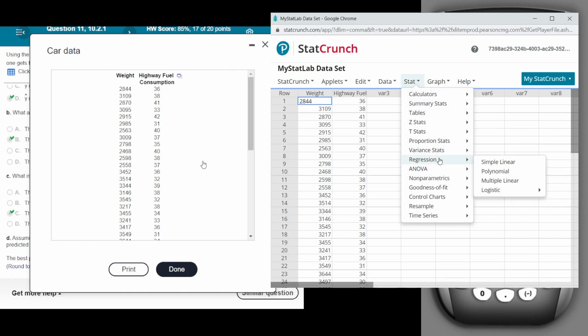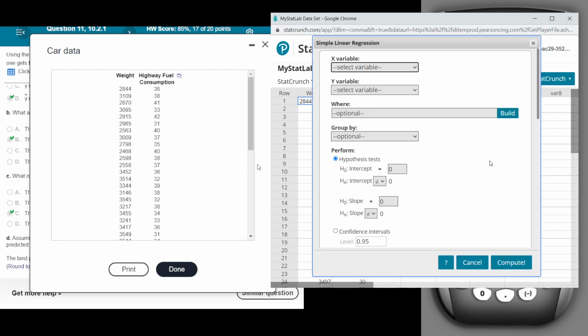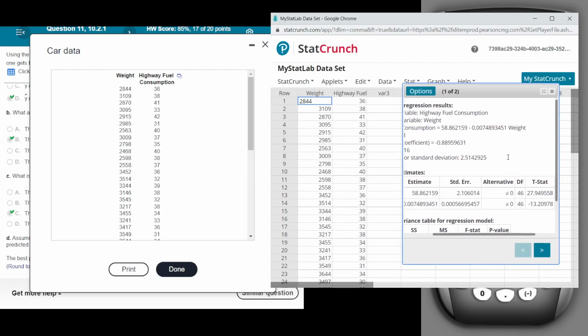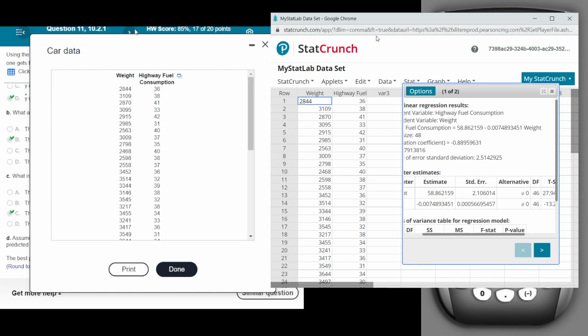Let's go ahead and go to Stats. We're going to go to Regression, Simple Linear. What is your x variable? Your x variable is your weights. You see how nice it is? They gave us actual columns to work with. Your y variable is highway fuel consumption. And all you do is go to Compute, and look at that.